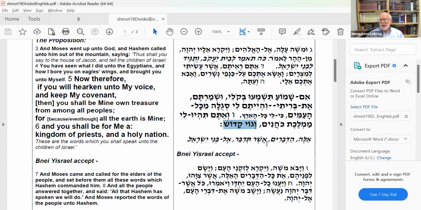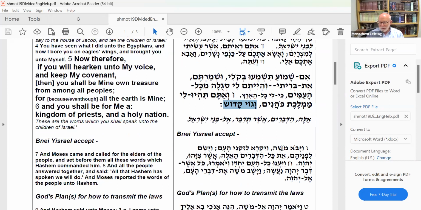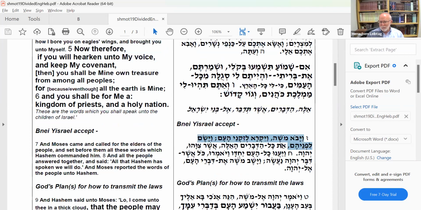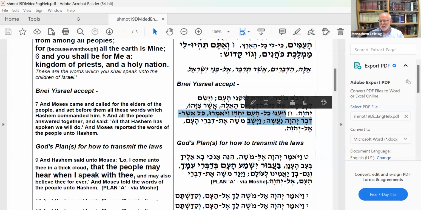Mamlechet Kohanim. And just like the Kohanim in the Mishkan need a special ceremony to inaugurate their service as Kohanim working in the Mikdash, Am Yisrael needs a special ceremony to inaugurate its initiation to becoming a nation in the service of God. And therefore, Moshe tells this proposition to the people, and the people answer, everyone knows what happened. And now this one happens.